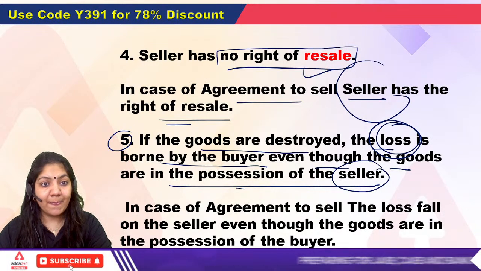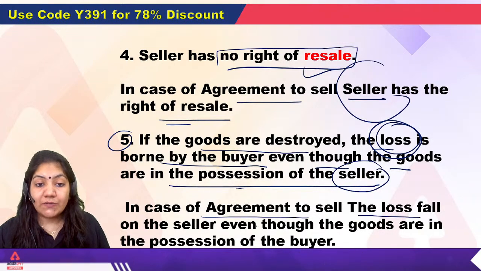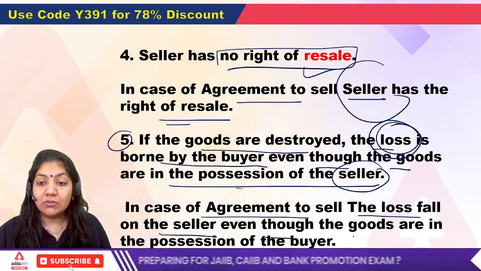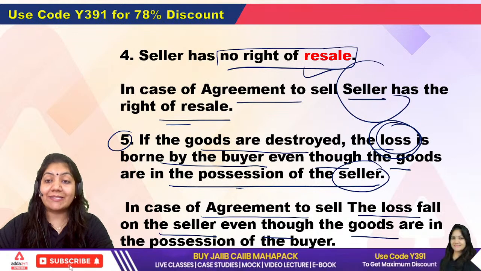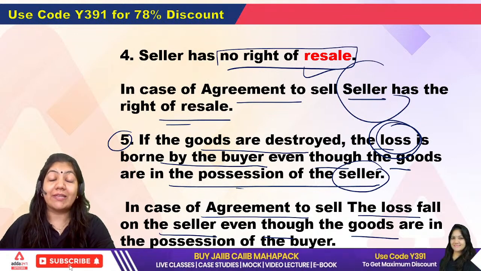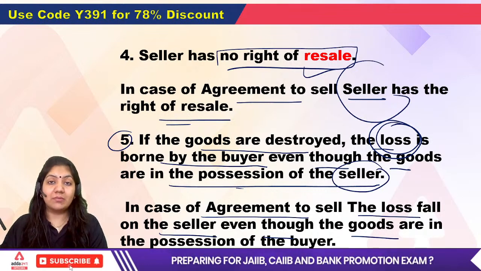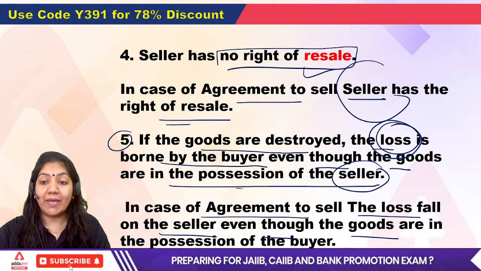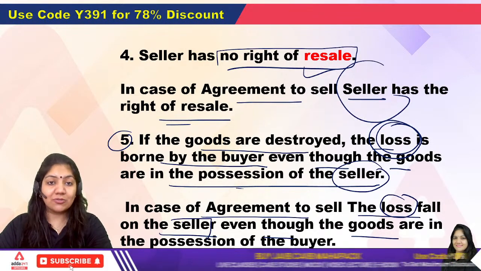That's it. And in case of agreement to sale, the loss falls on the seller even though the goods are in the possession of the buyer, because in the agreement to sale, suppose the buyer had not given the full price, so that's why whatever loss there is will be borne by the seller.